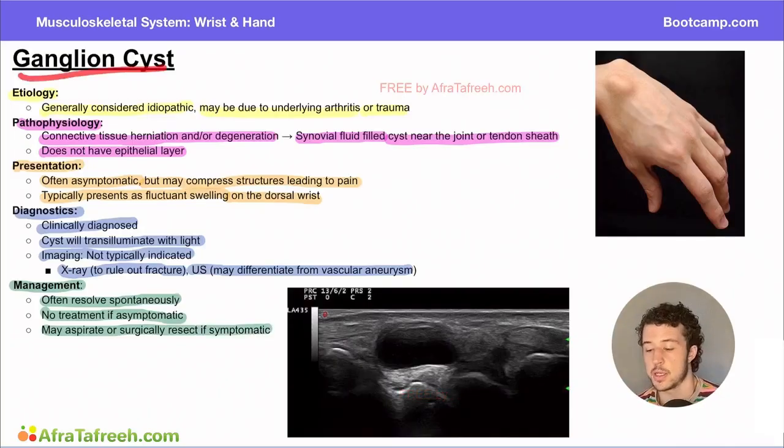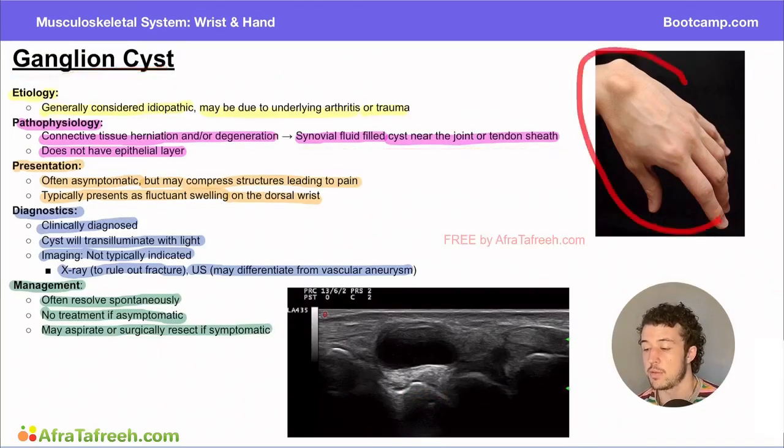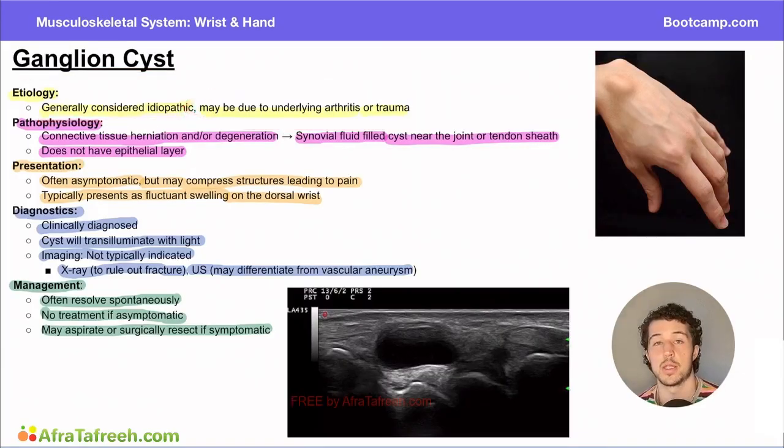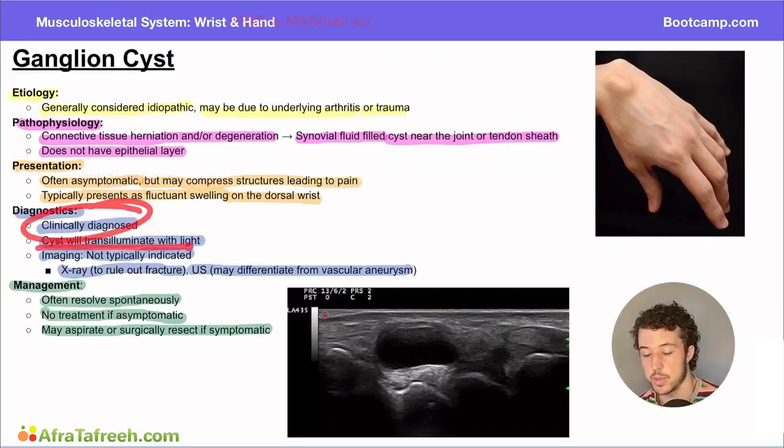So a ganglion cyst is the buildup of synovial fluid near the tendon or sheath, often found on the back of a hand. Importantly, that's without the epithelial layer. We're not exactly sure what causes this, but it may be associated with arthritis or other osteoarthritic diseases. They're often asymptomatic and may present as little more than a fluctuating swelling on the dorsum of the hand or wrist. It's often diagnosed clinically, especially with transillumination with a light, and imaging is not typically indicated for this presentation.